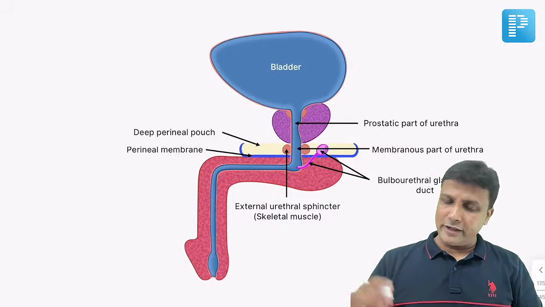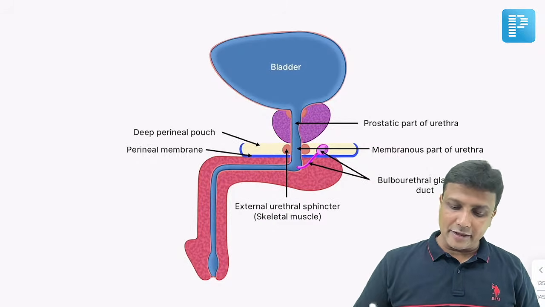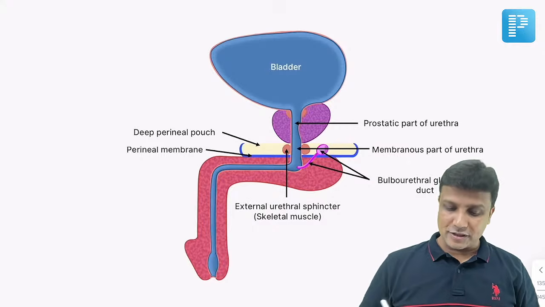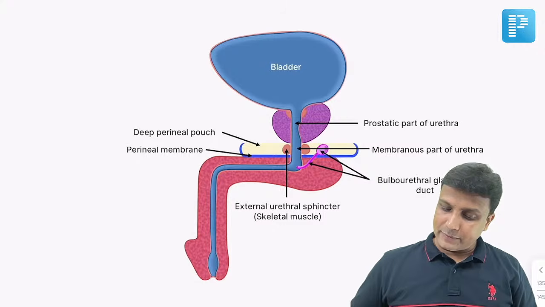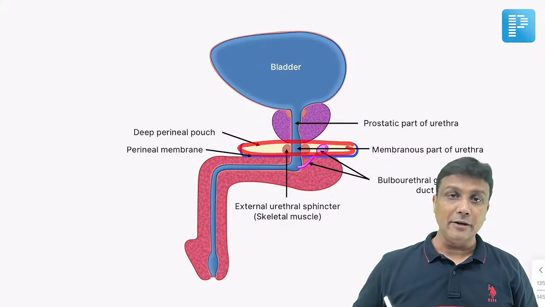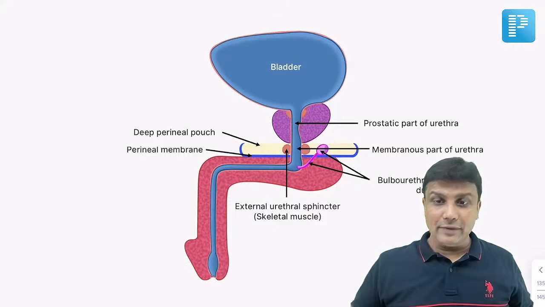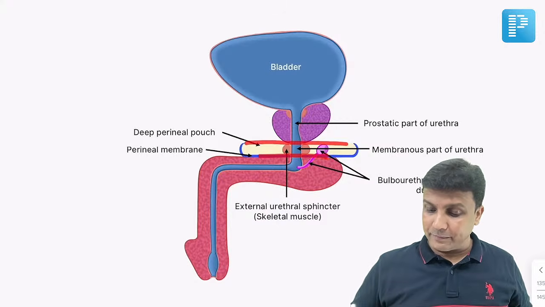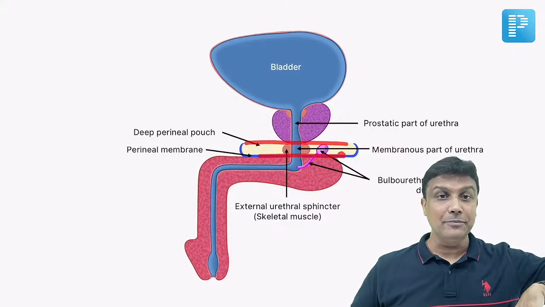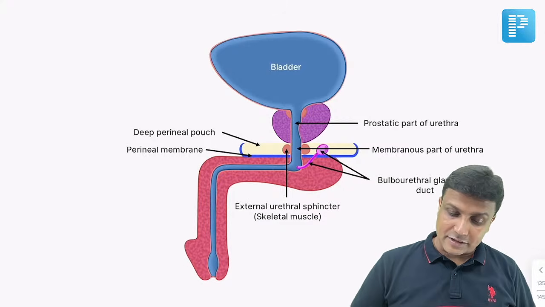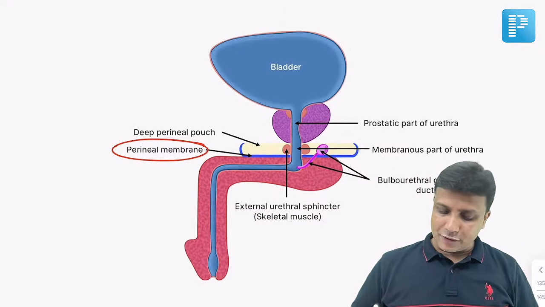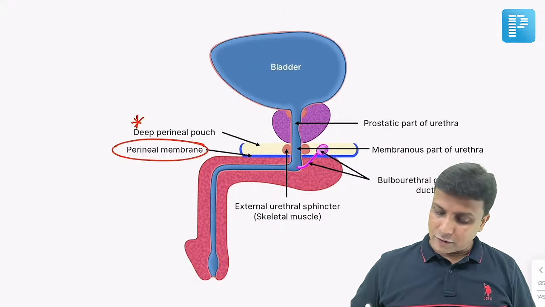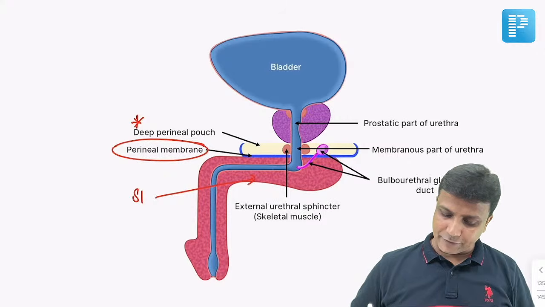If you look at this diagram, I told you very clearly in the classes how to remember the perineal pouches, sir. First of all, there will be a urogenital diaphragm here. And that urogenital diaphragm will have one fascia above, one fascia below, sir. Superior fascia and inferior fascia. And that inferior fascia is also referred to as the perineal membrane. So the pouch above the perineal membrane will be the deep perineal pouch, and the pouch below it will be the superficial perineal pouch.